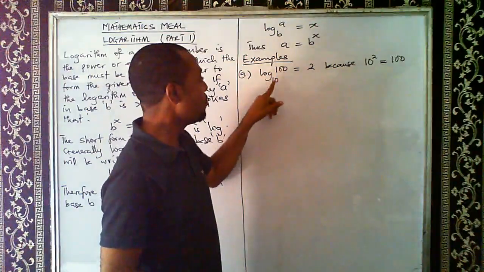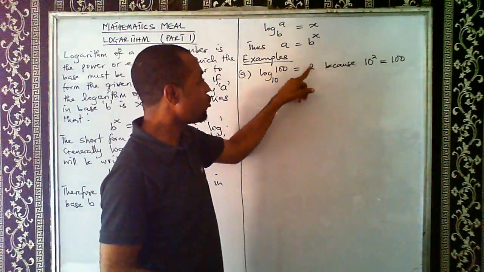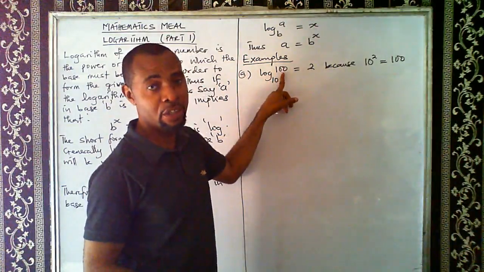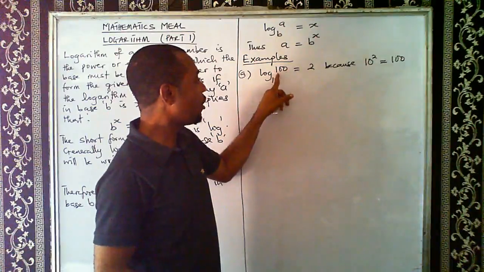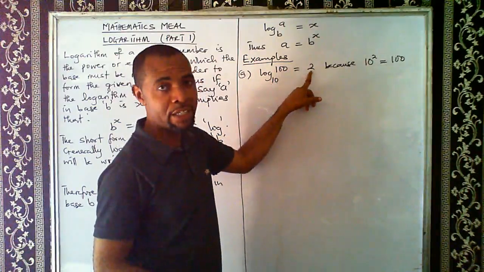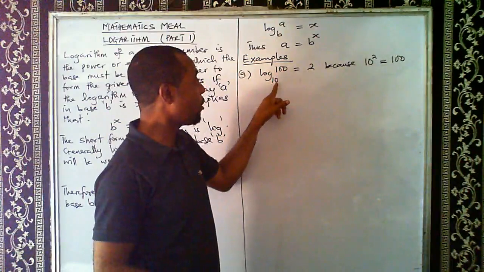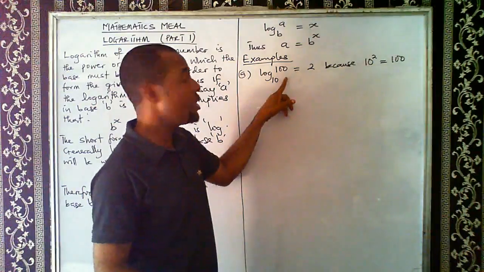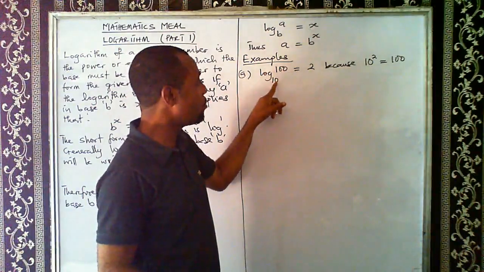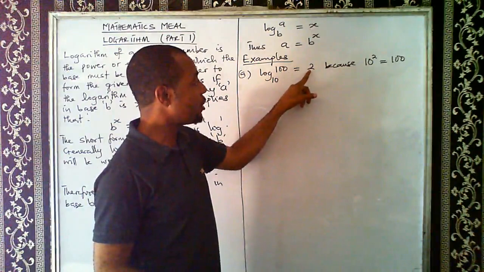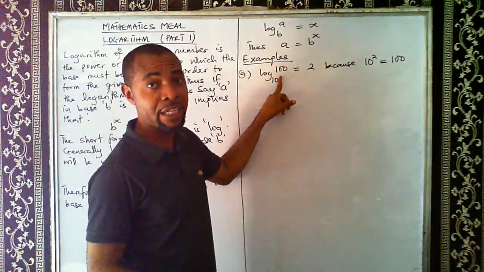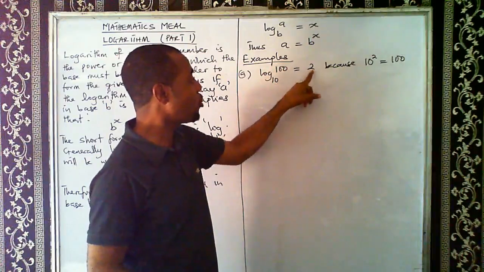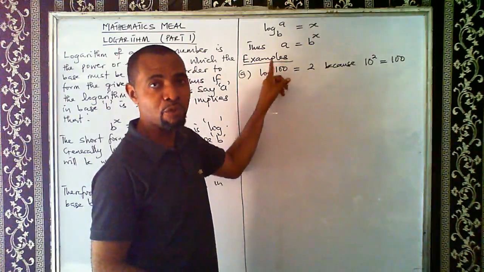So log 100 in base 10 is 2, because if 2 becomes the power of 10, we are going to form 100. You cannot say that log 100 in base 10 is 1, because if 1 becomes the power of 10, we are not going to get 100, because 10 raised to power 1 is 10. We cannot say that log 100 in base 10 is 3, because if 3 becomes the power of 10, we cannot form 100. So logarithm of a number is what will become the power of the base to form the number.